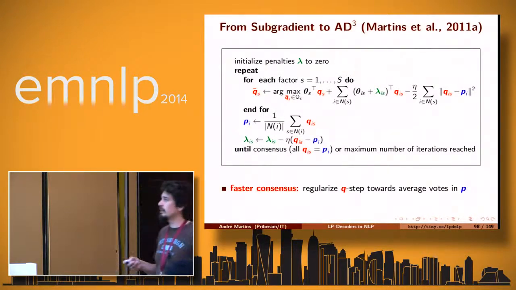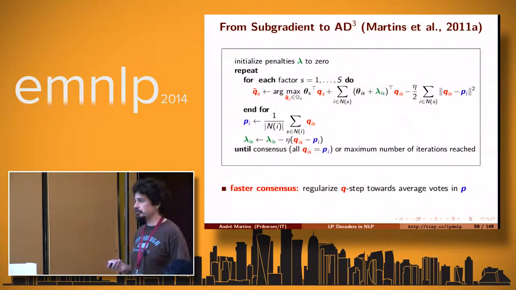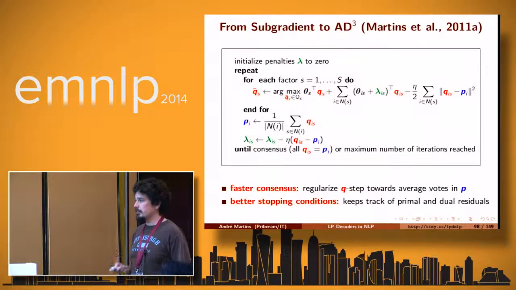So the reason why this is promoting a faster consensus is that before, the only interface between the global problem and the local problems was these Lagrange multipliers. Now we have access to the current global estimate, P-bar, and you use that to regularize the local problems towards that current solution. Okay. So we also have some better stopping conditions. We don't need to specify a maximum number of iterations. We can actually compute some primal and dual residuals and stop the algorithm after these residuals fall below some threshold.